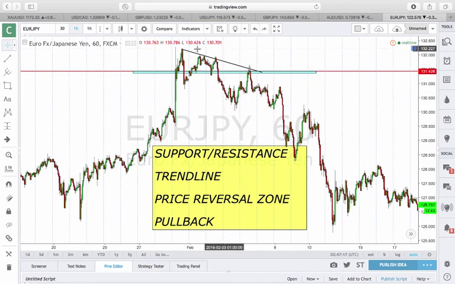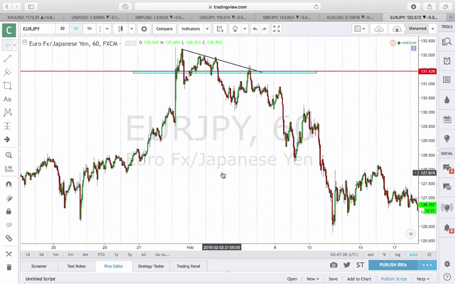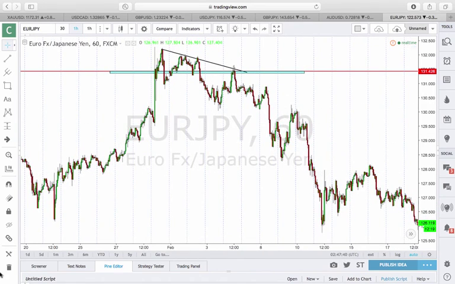I'm showing you guys with this trade setup right here how simple it is by just crossing off the checklist. Trend line, check. Resistance, check. Price reversal zone, check. And is it a pullback? Does that mean the ceiling was once a floor? Check. Awesome. All right, that is putting it all together. Let's do another example, right? Another example.